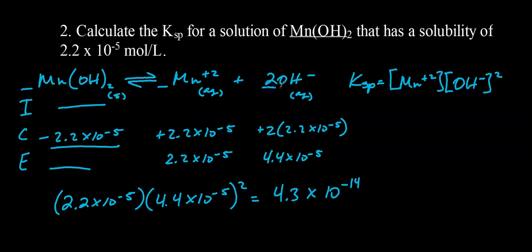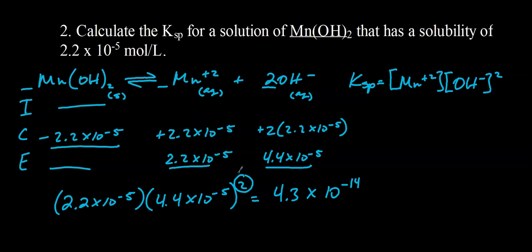But notice here we have 2 moles of hydroxide produced for every 1 mole of manganese 2. So its concentration is going to go up by twice the amount. You can write it like that, or you can just take the change in concentration of manganese 2 and multiply by 2 and plug that in there. Either way is fine. So we get these values for our equilibrium concentrations, plug those into our equilibrium expression, just plug them directly in. Don't forget about the square there.